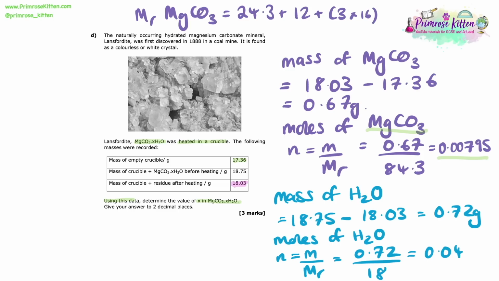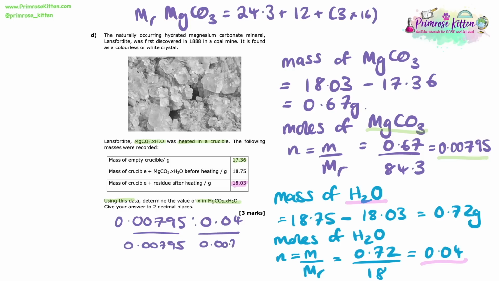So now we know the moles of magnesium carbonate, and we know the moles of water. Now to get what x is, what we need to do is work out the molar ratio between the magnesium carbonate and the water. So I've got 0.00795 to 0.04. And if I divide by the smallest of those two numbers, if I divide by the 0.00795, I should end up finding my ratio where the magnesium carbonate represents the 1. So here I get a 1 to 5.03 ratio where the x is represented as the number of waters, so that's what the 5.03 is representing here. And I've given that to 2 decimal places because that is what the question wants.